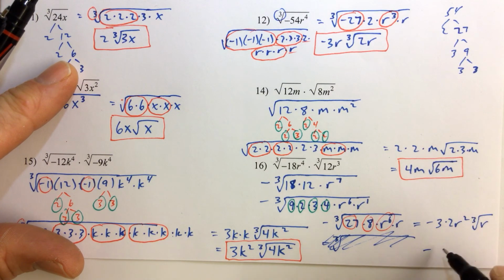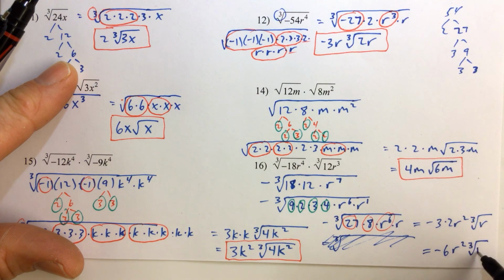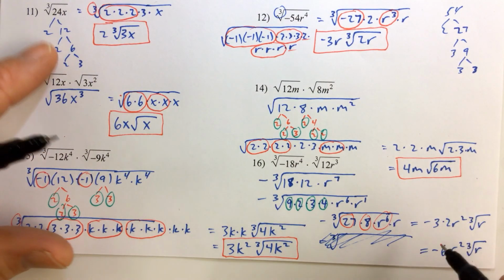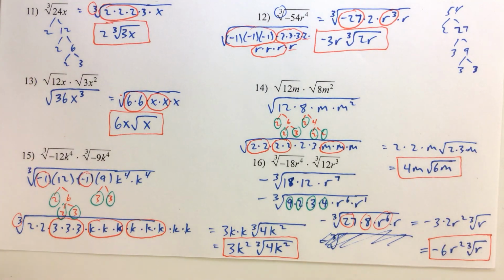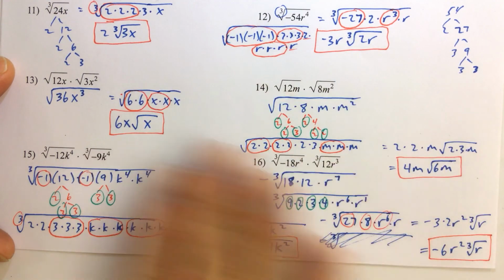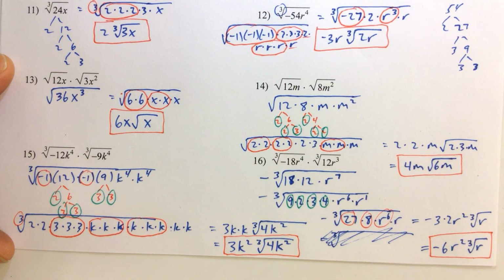And so let me write that as concisely as I can. 3 times 2 is 6, so we have a negative in front. Negative 6 r squared times the cube root of r. So again, I do understand that that was not the same way that we've done all the other ones, but nevertheless, that's the answer. And if you did this problem the same way we did all the other ones, then hopefully you got that answer.